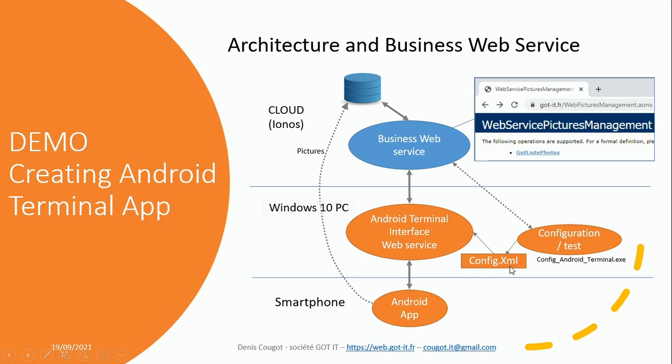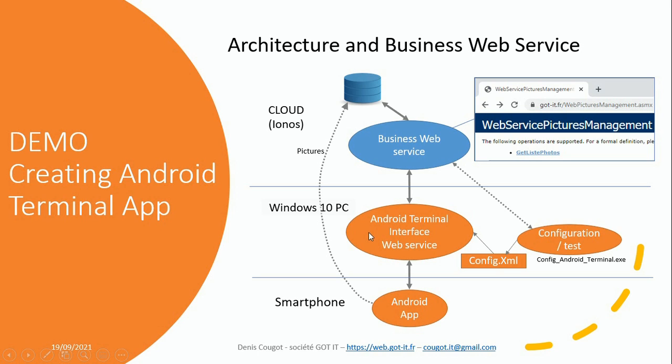On the architecture, let's have a look. We have the cloud, which has the pictures sent by the Android app by FTP. And we need a business web service because we need the method to get the list of available pictures for a given item. On my Windows 10 computer, I will have first the Android Terminal Interface Web Service, which drives the app and communicates with the business web service, and also the Windows app to configure the solution. And I will use my smartphone to test the app.